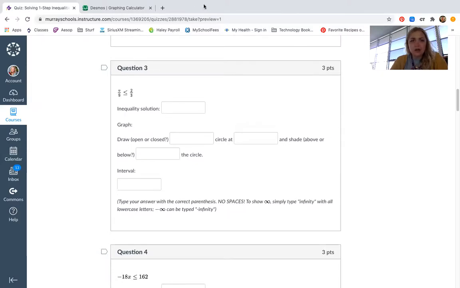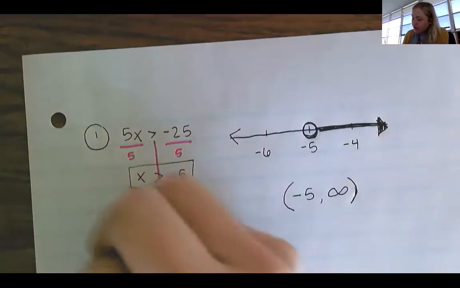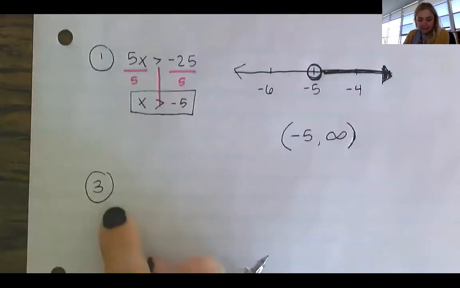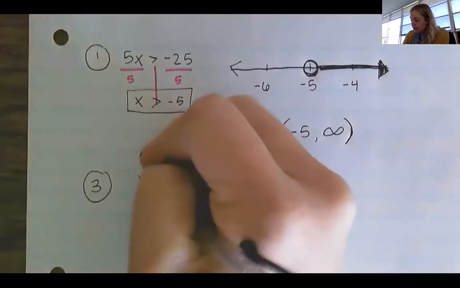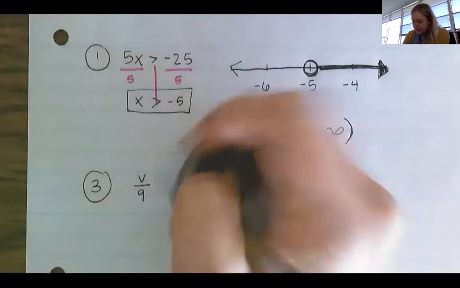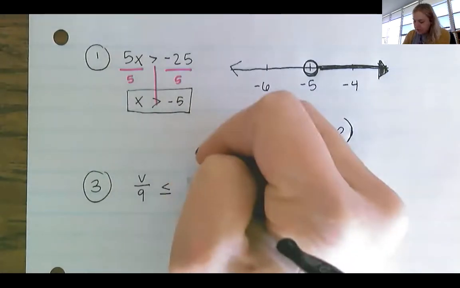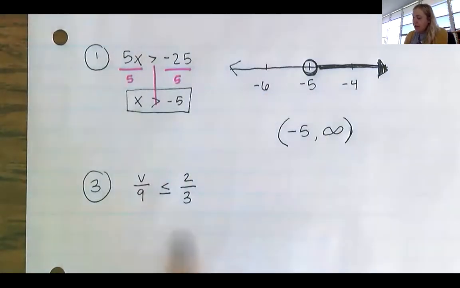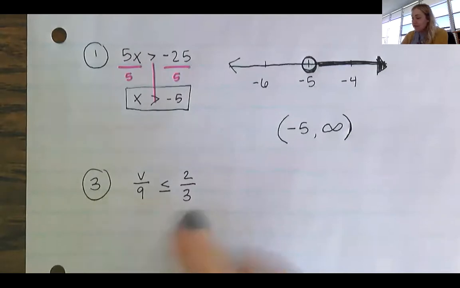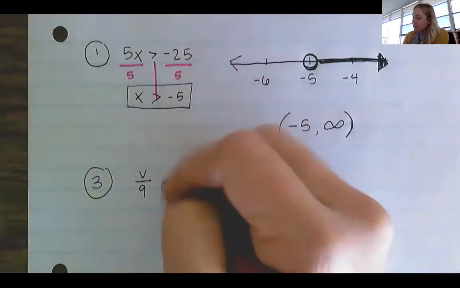All right, so let me share my paper again. Obviously, you're going to do problem number 2 at some point here, but I'm going to write down my work for problem number 3 next. Now, problem number 3 was v over 9 is less than or equal to 2/3. Now, I want to get the letter v by itself. So if I separate my two sides here, I can do that.